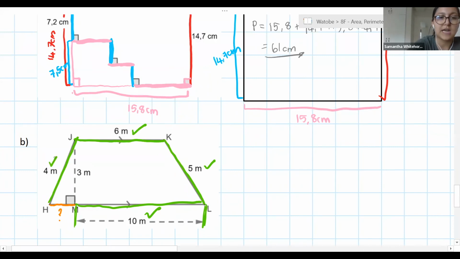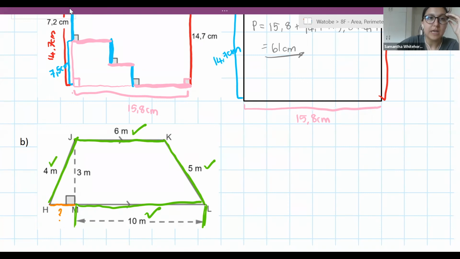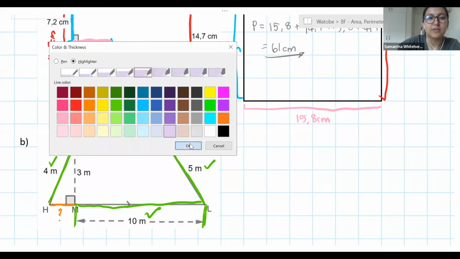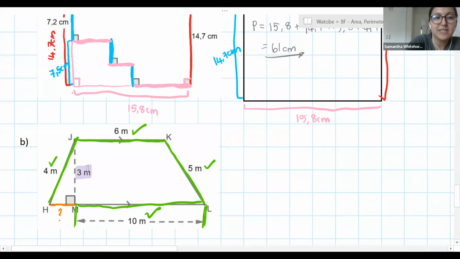So I've got JH. If we follow the perimeter of the shape, which I've highlighted in green, I know everything except for that little orange segment. Now, the one measurement that I haven't yet used is this 3 meters over here. That's been given to me for a reason. We wouldn't just randomly put information that you don't need. Now, if I want to work out this length HM, what sort of shape do I have in the shape JMH? What is this?